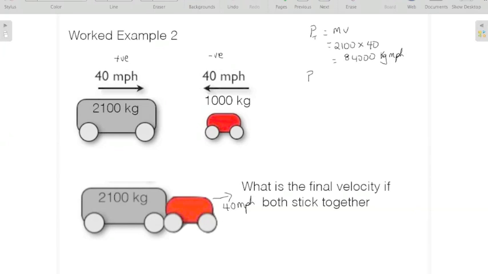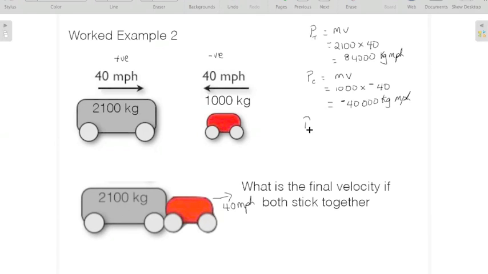P of the car before is M times V. That's 1,000. But because the car is moving in the opposite direction, the velocity of the car is negative 40. Right? So the velocity of the car is negative 40. So then that's negative 40,000 kilogram miles per hour.